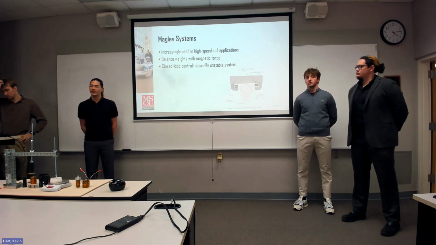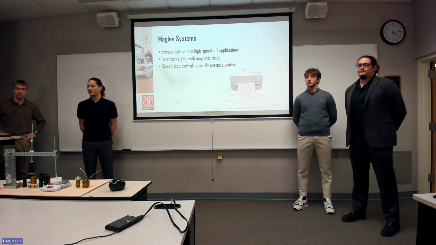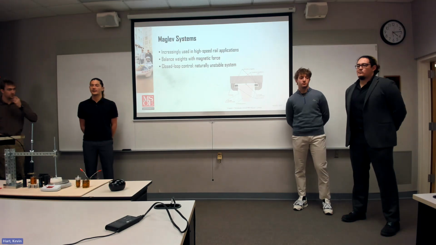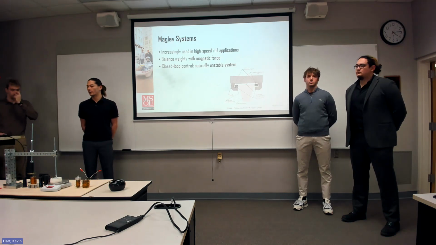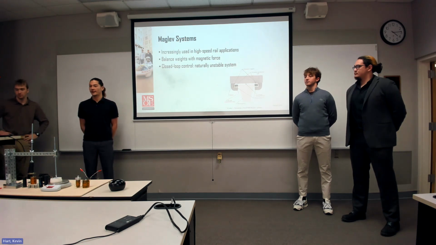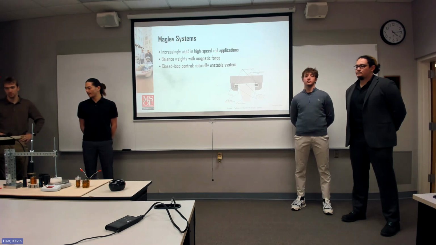If you're unfamiliar with maglev or magnetic levitation, it's becoming increasingly used in the application of high-speed rails. The basic premise is that you balance weights or other forces with magnetic force to reduce the actual contact between objects and therefore reduce friction. And obviously, if you don't have friction, you're able to accelerate things much faster. You're able to get things to go at higher speeds with less force.